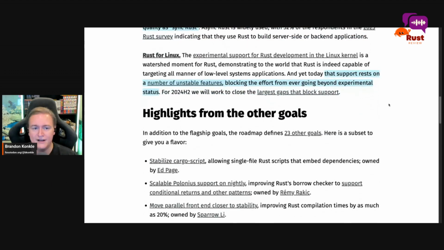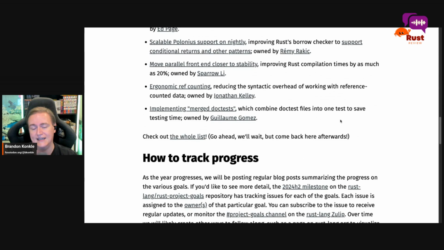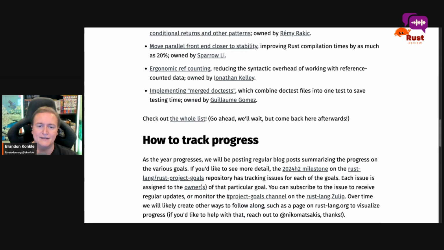And then supporting Rust for the Linux kernel, we have experimental support right now, and it's exciting. It demonstrates, like they say, to the world that Rust is capable of handling these low-level systems applications that have long been relying on C++, but it's not ready for prime time yet. There's a number of unstable features. It's not really in a place that it can move beyond experimental status right now. And so that's going to be one of their big goals, to remove that blocker and to support the continued rollout of async by making it a lot easier to use, hopefully addressing some of the concerns I talked about in last week's episode.